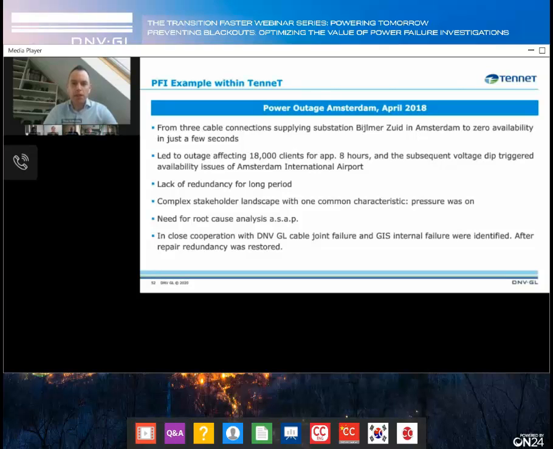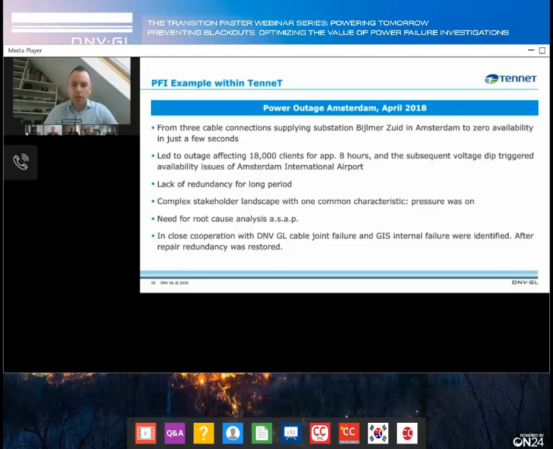And I mentioned pressure, but a better word is that people got really nervous at that point. So there was a high need for a root cause analysis as soon as possible. So I think more even than in all other situations in which we rely on power failure investigation of DNV-GL, the pressure was high. But in the end, we managed, TenneT and DNV-GL, to do this.